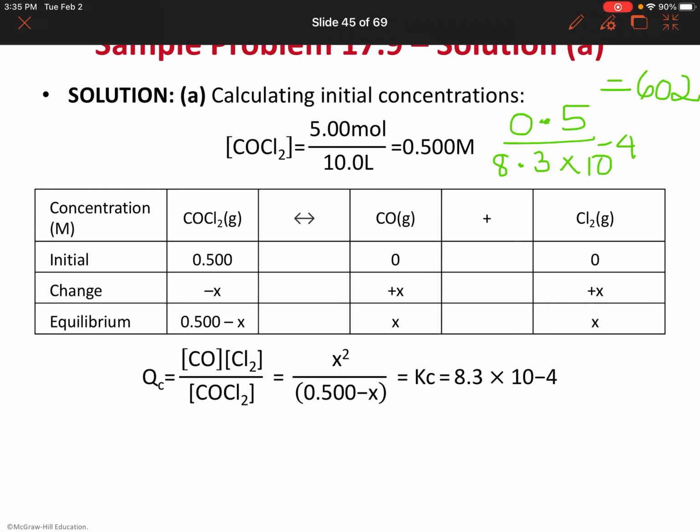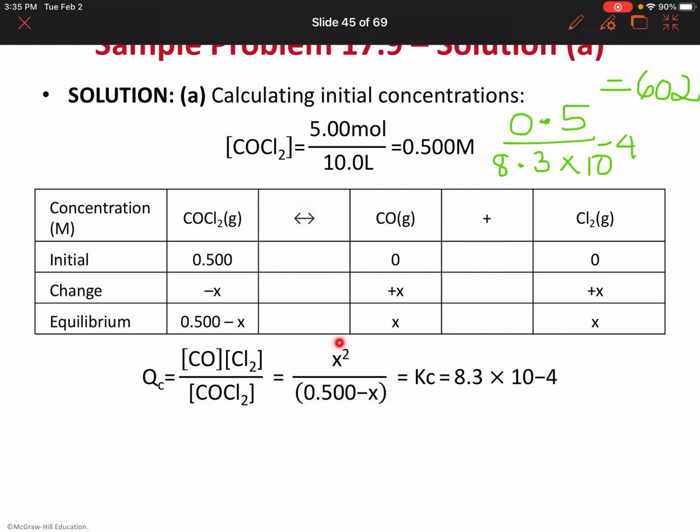Okay, so again we have to do our ICE table. Initial concentration 0.5, nothing formed, negative X, plus X, plus X. Now you know all this stuff. 0.5 minus X, X, X. So the Qc is going to be these two, carbon monoxide and chlorine, over phosgene: X squared over 0.5 minus X, right? This is the equilibrium concentration of COCl2.